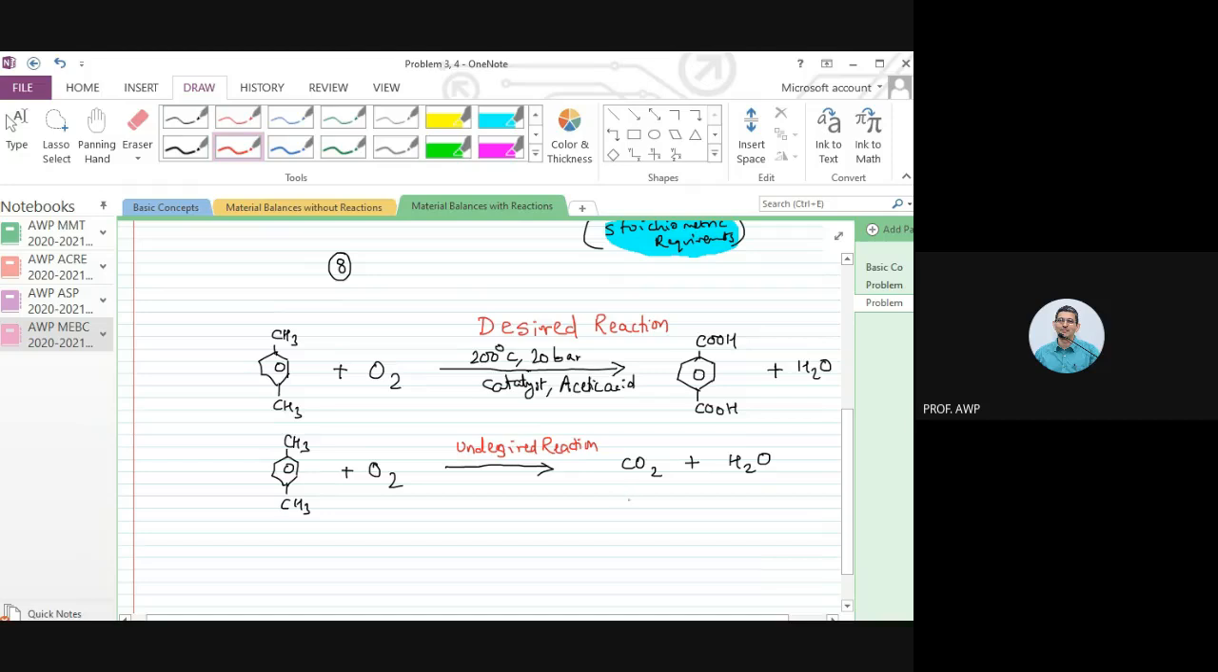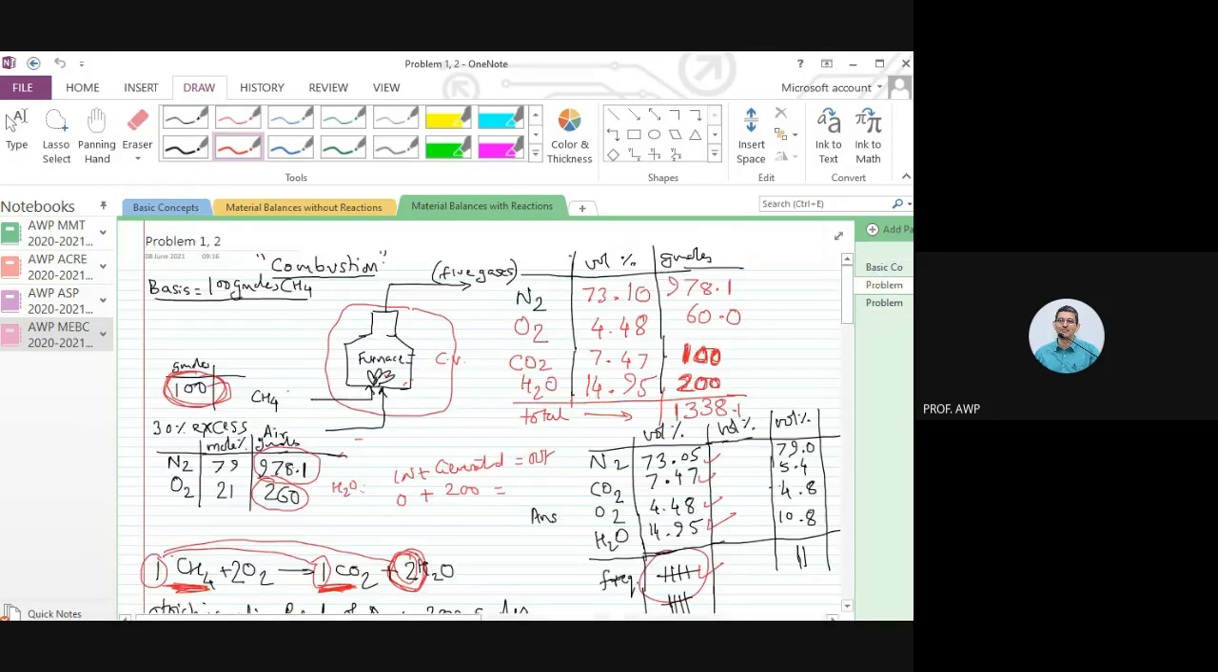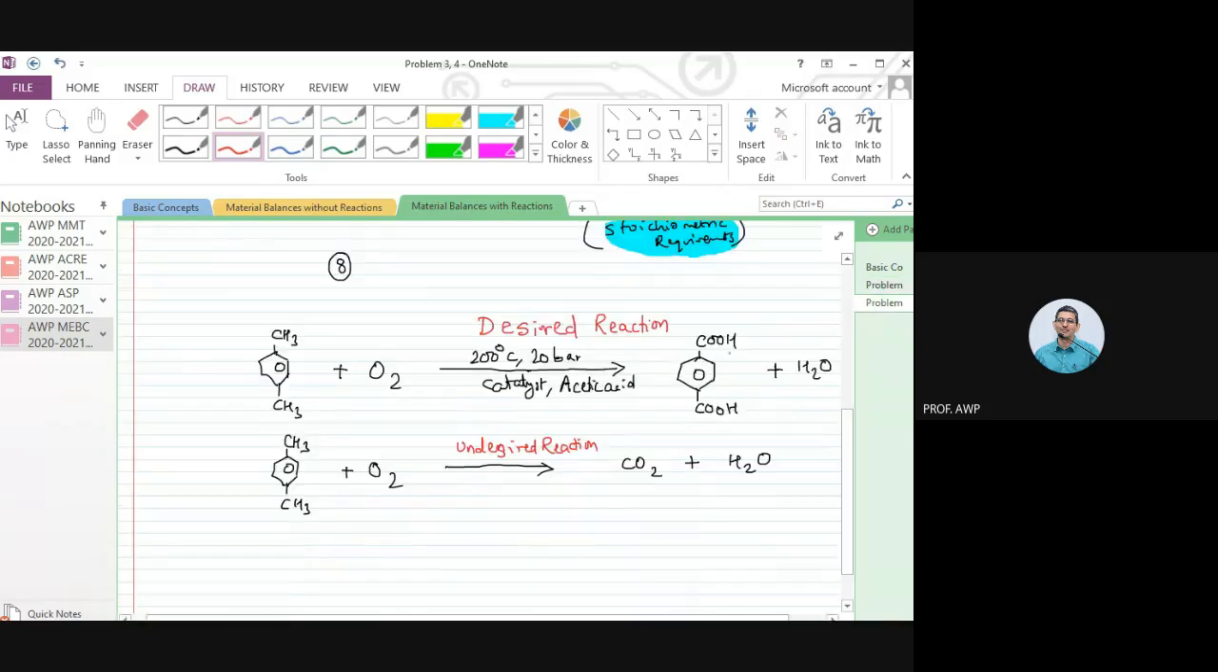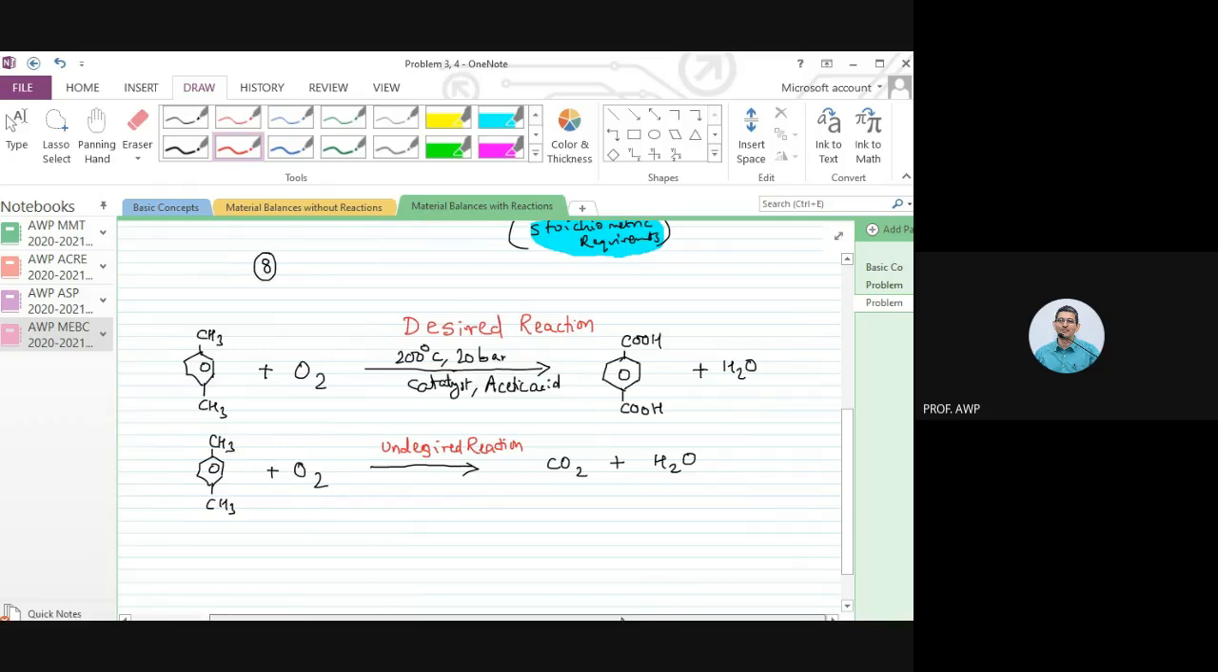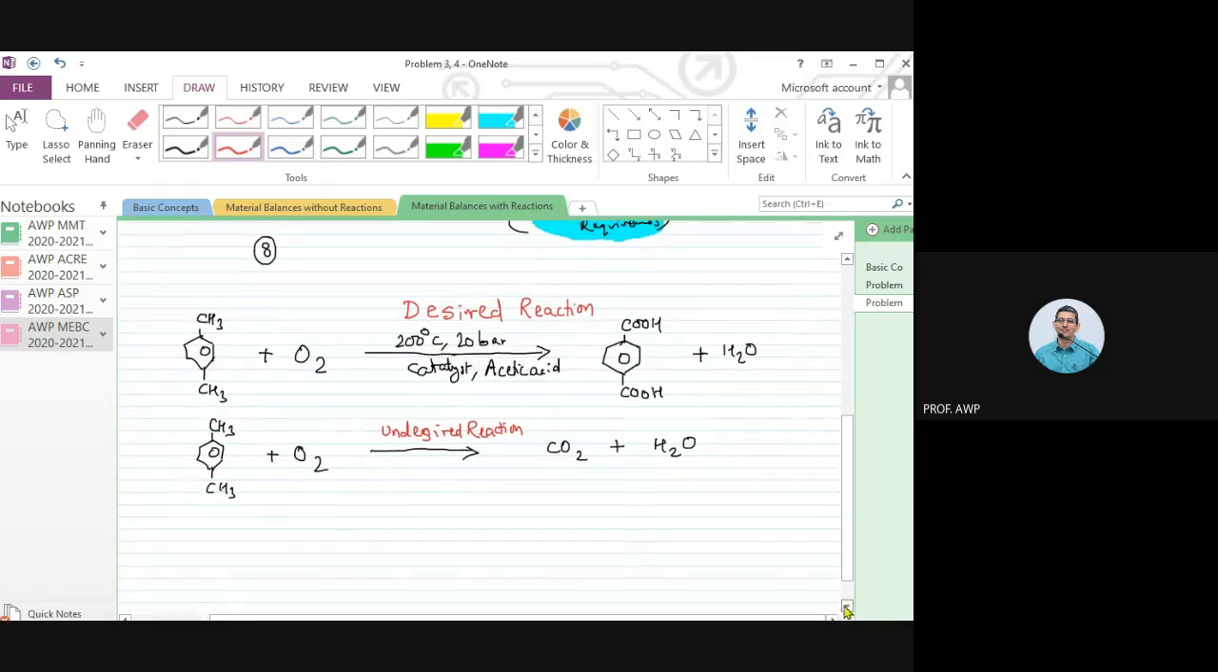Sometimes combustion may be desired. For example, last time we talked about methane getting combusted. Combustion is a desired reaction there because we want to burn so that we can generate energy, for electricity and so on. But in this particular problem, we are not using paraxylene as a fuel. We want to use it for making terephthalic acid. Therefore, our first reaction is our desired reaction. The second reaction, the combustion of paraxylene to carbon dioxide and water, is undesired.